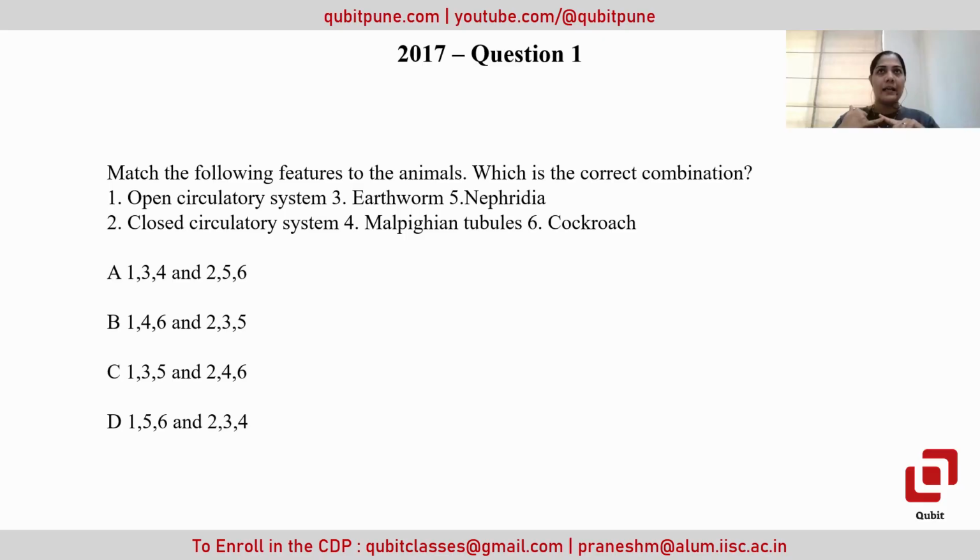Secondly, nephridia is an organ present in the earthworm at the exterior parts. More than nephrons, the association we have is with the excretory system, right? So excretion is one of the functions of the nephridia. However, in the earthworm, nephridia are present for osmoregulation also. And Malpighian tubules are the excretory organ of cockroaches. So 1, 4, 6 and 2, 3, 5 is option B. So option B is the correct one.